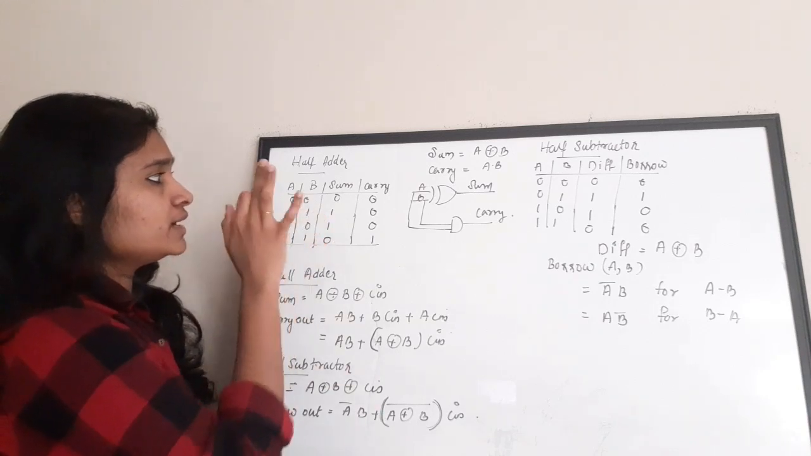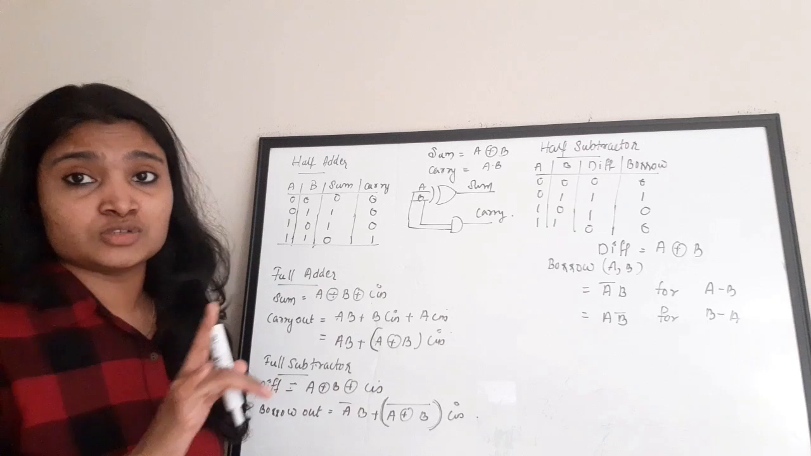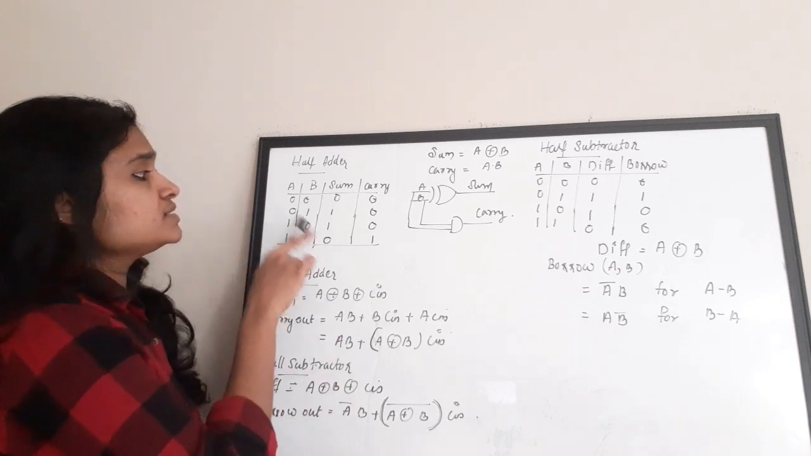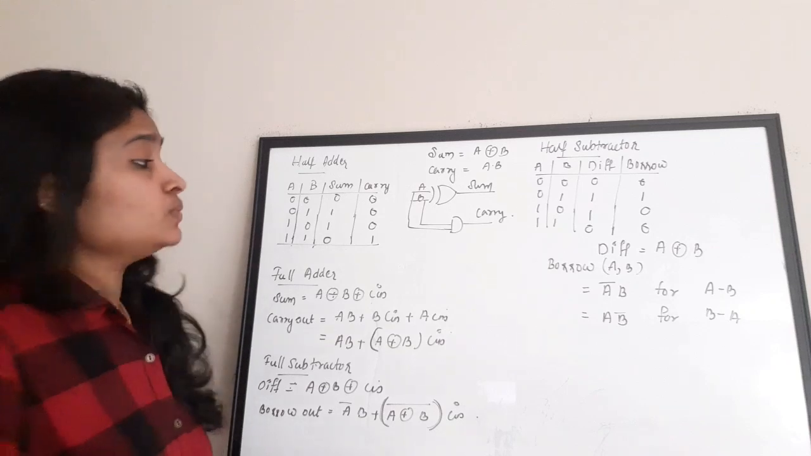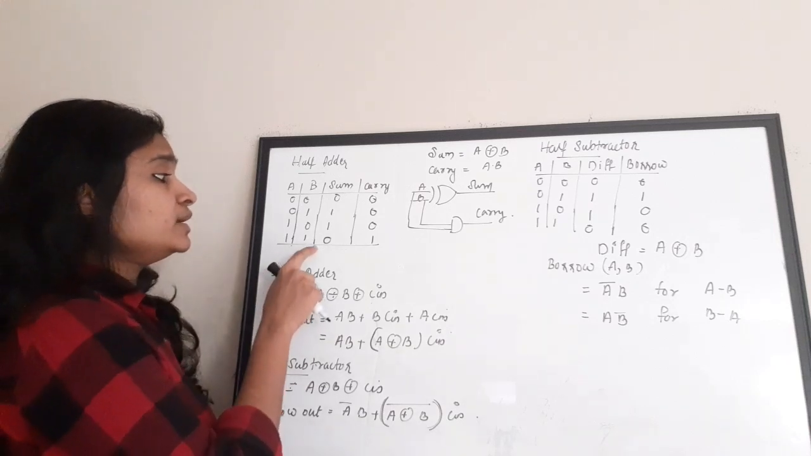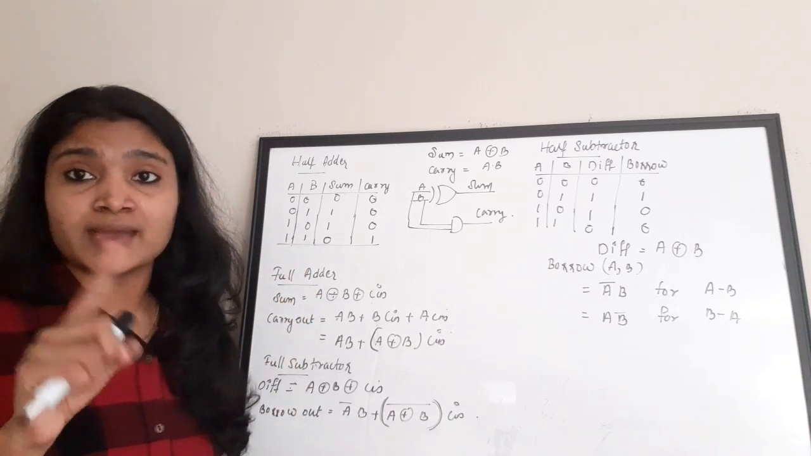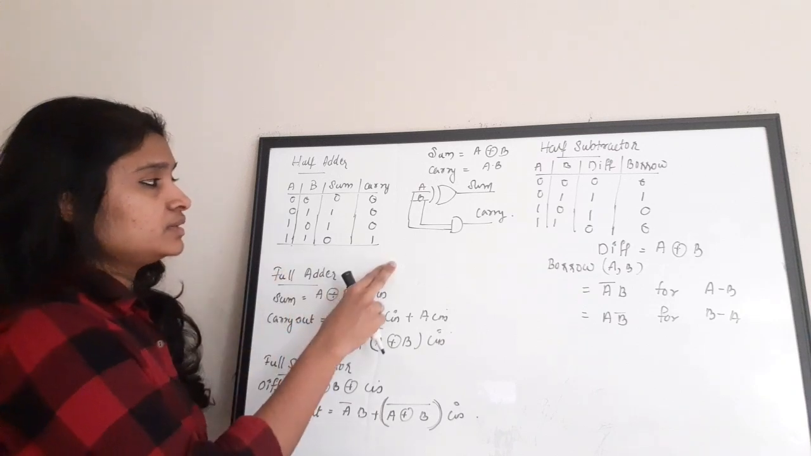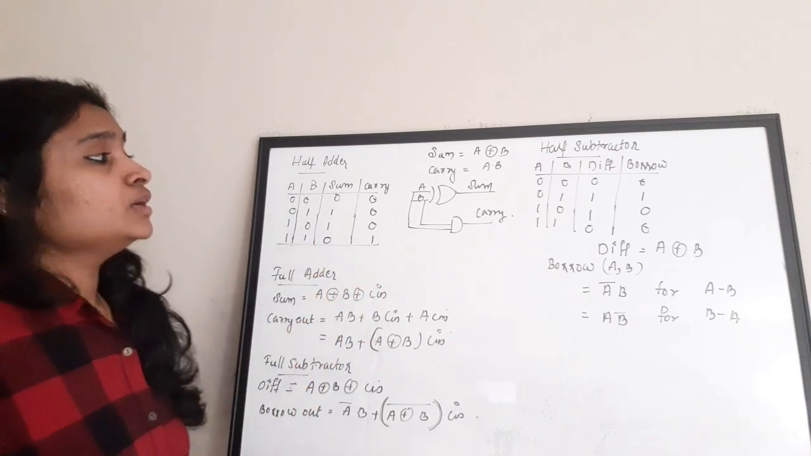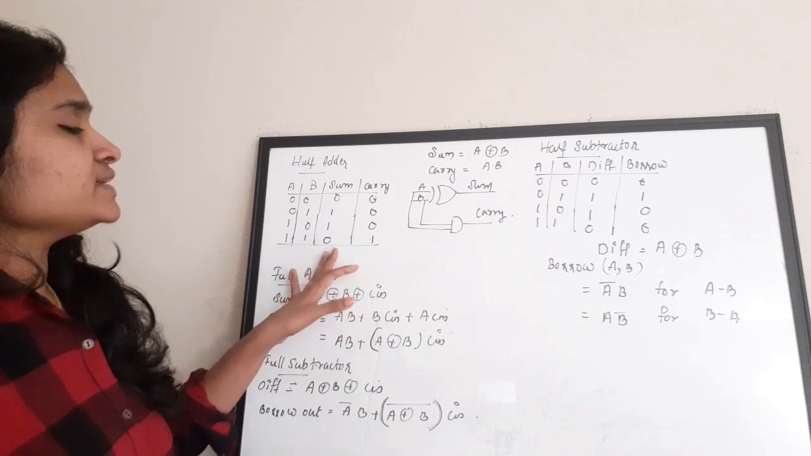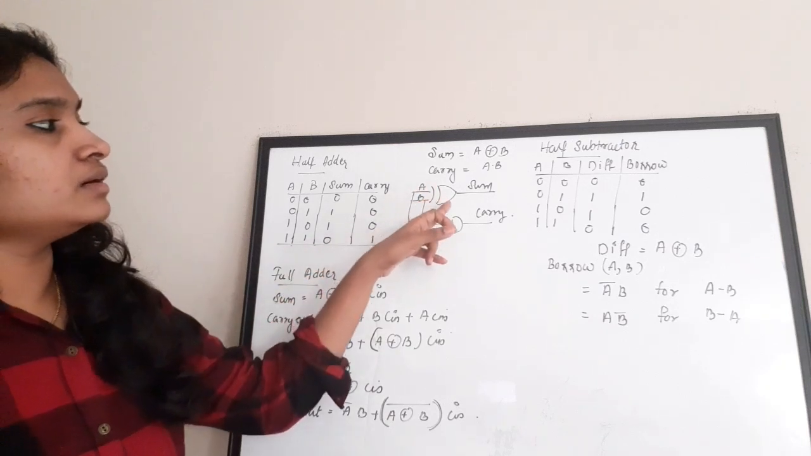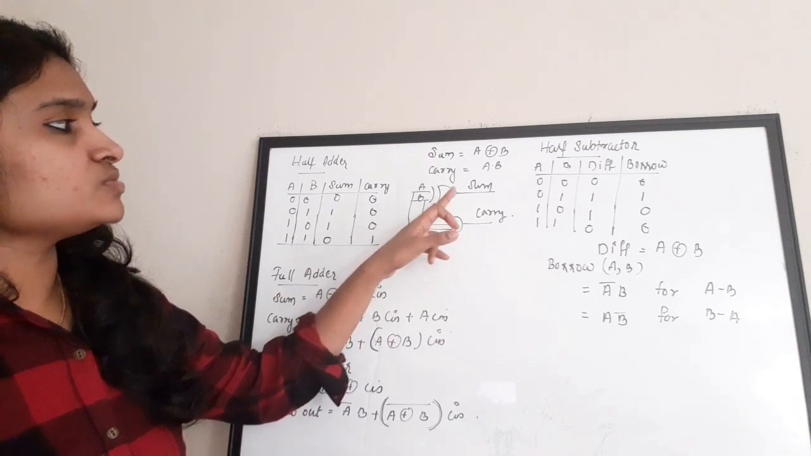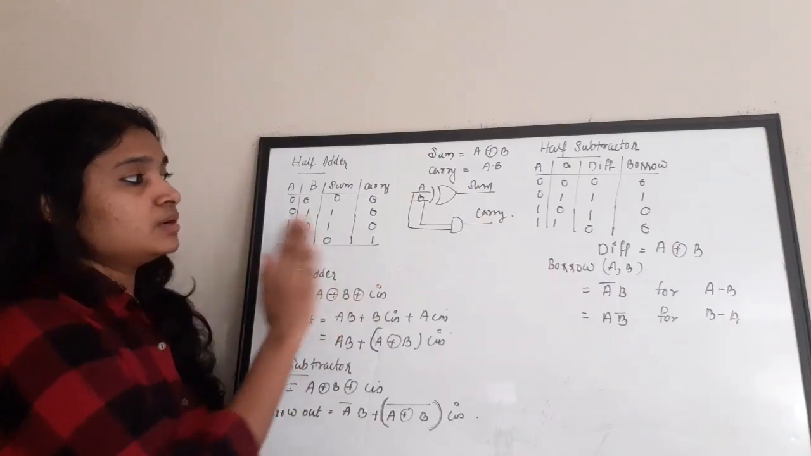If 0 and 1 are added, the sum is 1, but there is no carry. Now 1 and 0 added, again the sum is 1, carry is 0. But if you add 1 and 1, the sum is 0, carry is 1. A very, very important thing is the truth table. From this truth table, when is the sum 1?